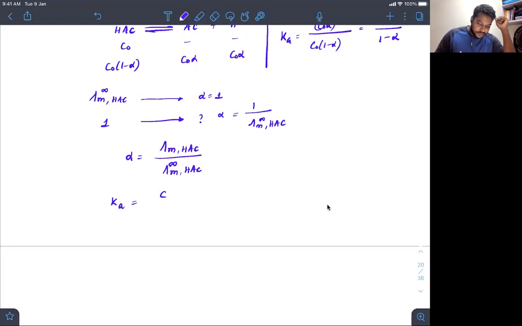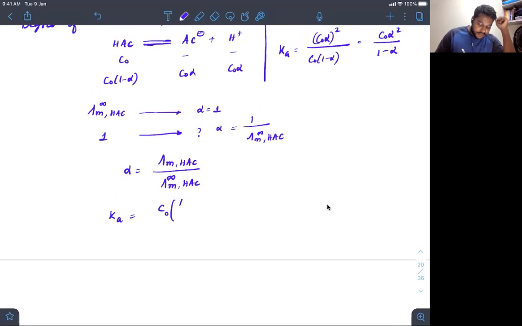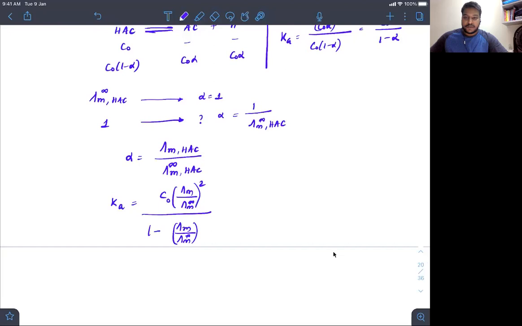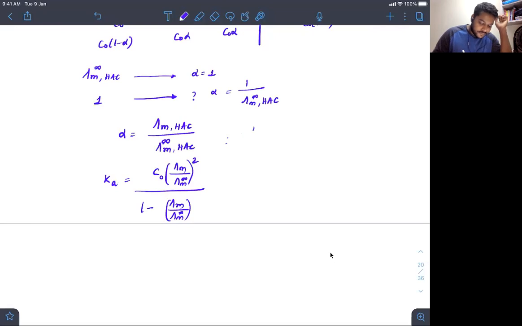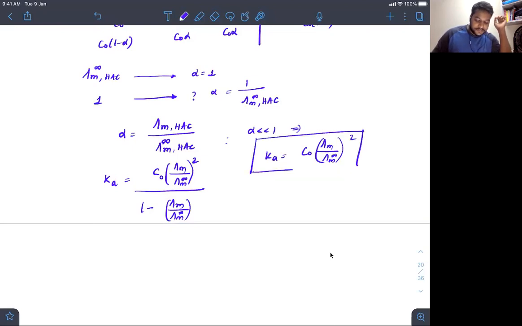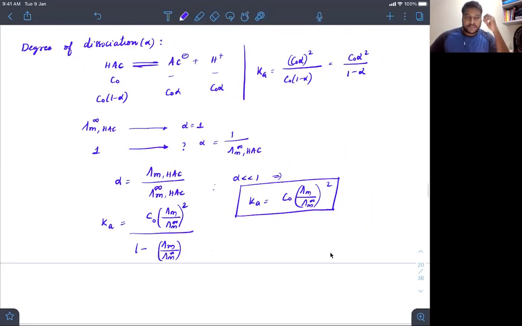Ka will be equal to C naught concentration into (lambda m by lambda m infinity) whole square divided by 1 minus lambda m by lambda m infinity. Sorry, whole square only in the numerator. This is how we will find out the Ka value. And in most of the cases, if it is a very weak acid, we know that alpha value is way less than 1, which implies Ka can be written as C naught (lambda m by lambda m infinity) whole square, right? So this is how we can relate the questions from ionic and electrochemistry. I think the derivation and all is clear, everyone.